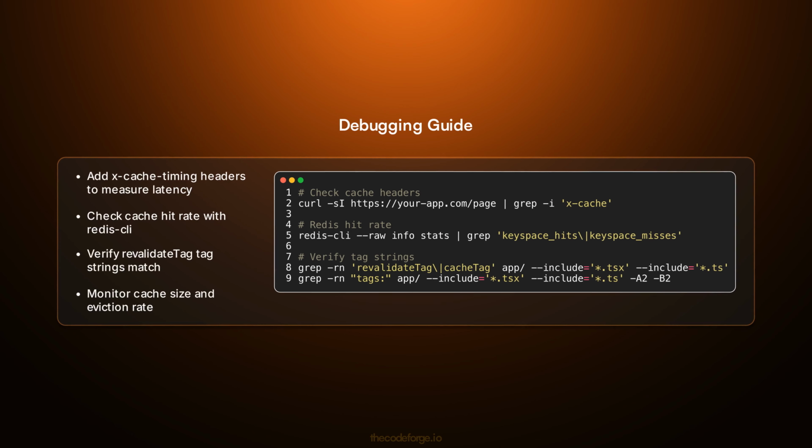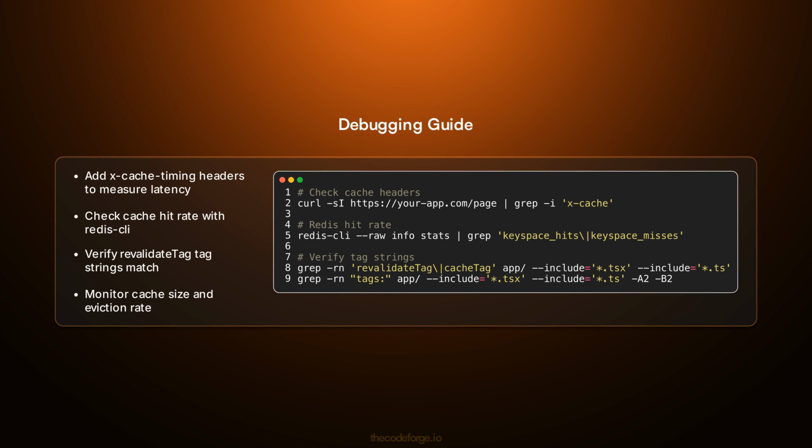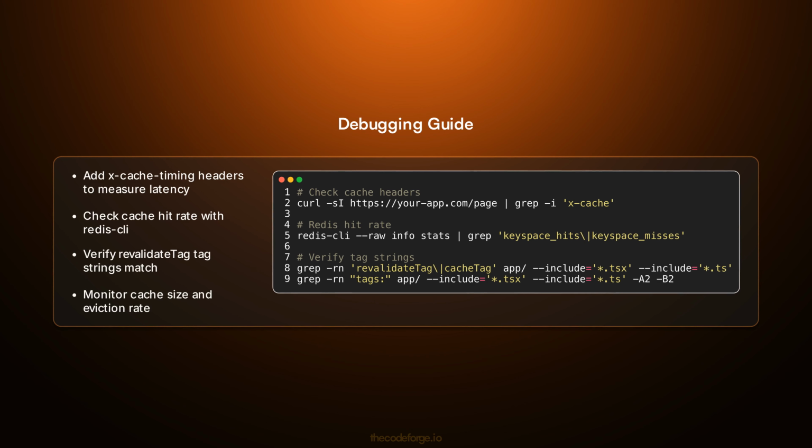To diagnose cache performance, add X-Cache timing headers to every response. Use curl to check them. For Redis, check keyspace hits and misses. To debug tag invalidation, grep your codebase to ensure tag strings match exactly.